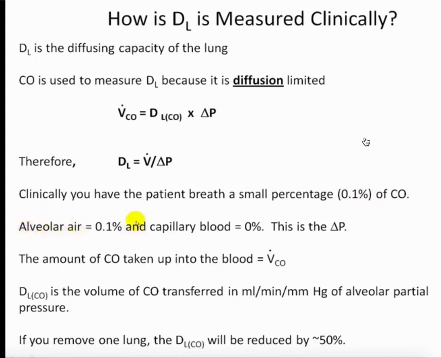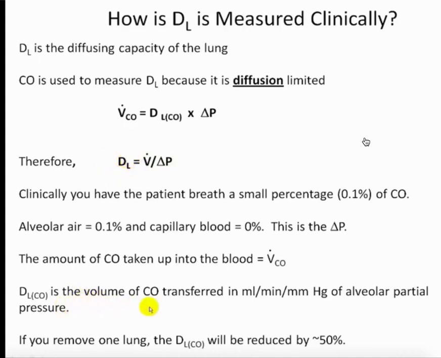And then what we know is the alveolar air, once it's equilibrated, is going to have 0.1% carbon monoxide, but the capillary blood is going to be 0%, because we don't produce carbon monoxide in our blood. So this is our delta P. Now we know a delta P, which is shown here in the equation. Then the carbon monoxide is measured in the blood over time, and the amount of carbon monoxide taken up in the blood is the flow, how much actually made it across that membrane. So you have a measure of flow, you know the delta P, and that tells you the diffusion capacity of the lung.